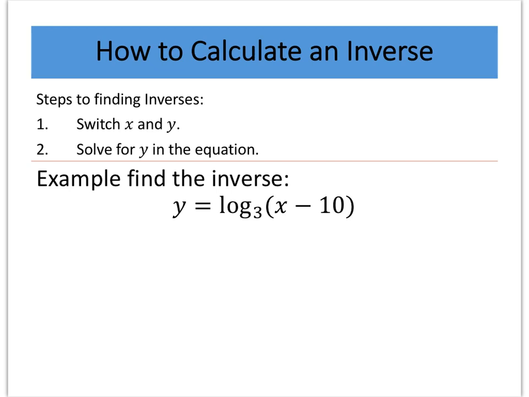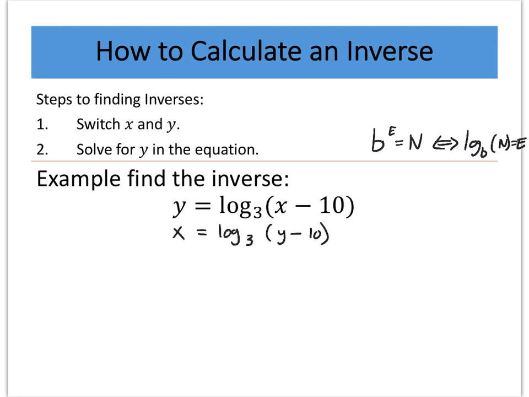This is a little different because it is an inverse of a logarithm, but essentially it's the same as solving. We're going to switch the x and the y first, so it's going to be x equals log base 3 of y minus 10. And then what I'm going to do is use the property that b to the power of an exponent equals number, and that relates to log base b of the number equals the exponent.